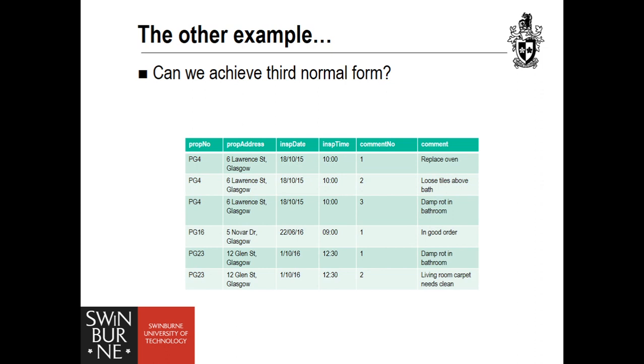When we look at repeating groups with 1NF, we have this example where multiple comments were allowed with each inspection. So we know from the earlier example that this table is in 1NF. But is it in 2NF? Pause the recording, think about the solution before you continue.